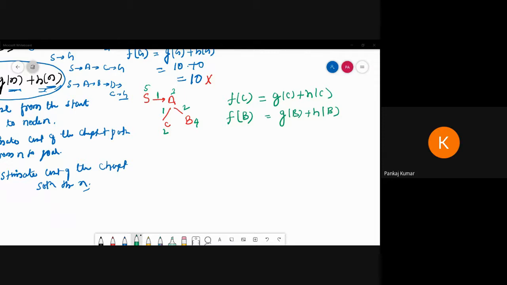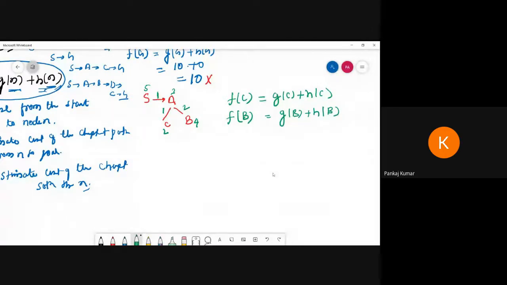Yeah, anyone? Yash, Shagar? Clear. Thank you. So this way we can calculate. Here again you can calculate. Now see, I'm going to complete this one. Then after that, now f of C. So how do we calculate? What is the path cost of f of C?